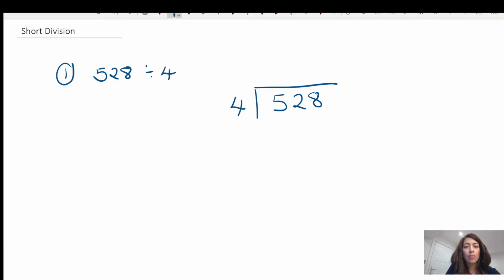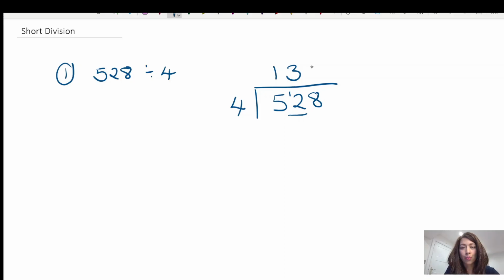And we look at how many 4s are there in 5. There is 1. 1 times 4 is 4, and there's a remainder of 1. So we put the remainder up here next to the 2. We then look at how many 4s are there in the number 12. And we know there are 3. 3 times 4 is 12. There are no remainders. We then look at how many 4s are there in 8.